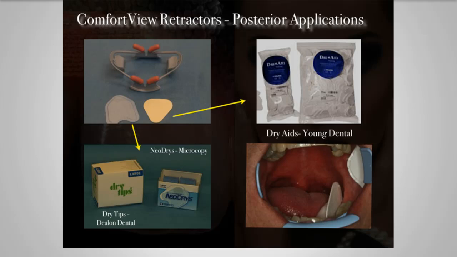What ends up being the case is they absorb water, and the absorbent pellets will break like an exploded diaper. These are actually called Dry Aids. These are just cardboard, and they're a little more flexible. They're not quite as sharp. But the combination of using, if you see over here on the right, the Comfort View to really retract, we will place these Neo-Dries.